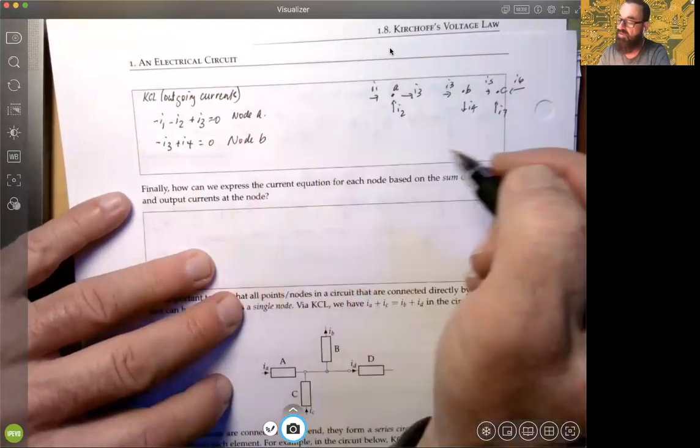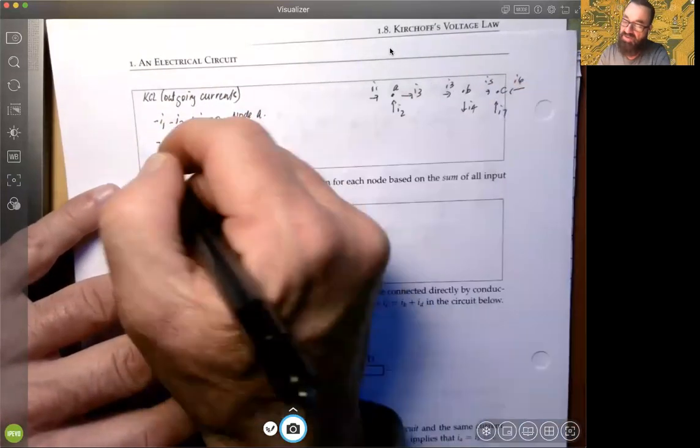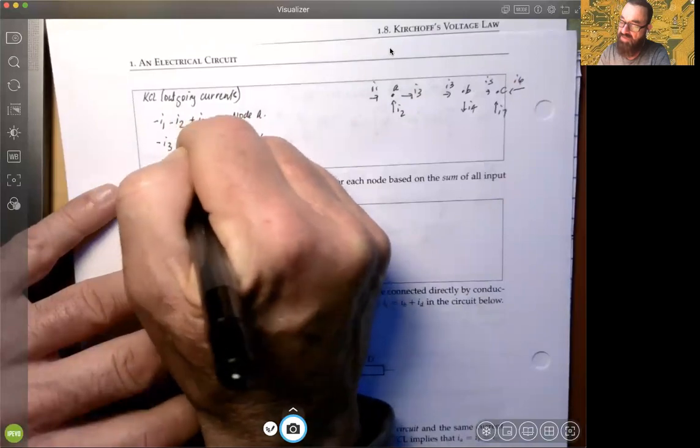And then finally for node C, if we're representing completely outgoing currents, then we have to change the sign of all of them.